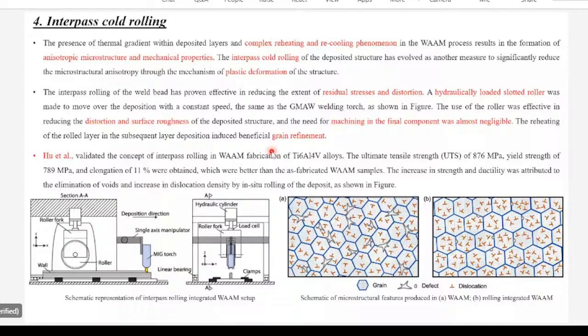So this author has validated the concept of interpass rolling with Ti6Al4V material. The ultimate tensile strength he has claimed is 876 megapascal, yield strength of 789 megapascal, with an elongation of 11%. So it is very high as compared to the conventional titanium alloy. So this is the betterment. This is how the quality has been improving for WAM components.